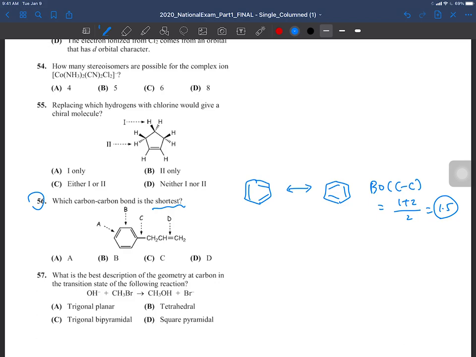So I think compared to D, which is a pure double bond, we can eliminate A and B. A and B are supposed to be very similar to each other. So the higher the bond order, the shorter the bond, right? And C is a regular single bond. So C is supposed to be the longest. This one is supposed to be the shortest. These two are supposed to be in the middle. Does this make sense to you?